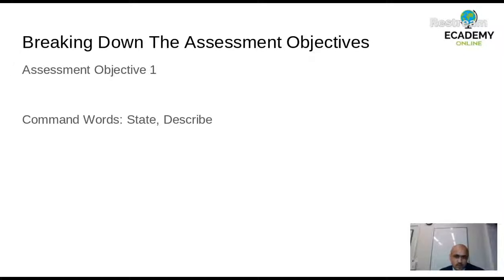So remember that the assessment objective 1 questions are command words like state and describe. And assessment objective 2 will be questions such as explain, suggest, discuss, and to what extent. Assessment objective 3 questions, normally 9-mark questions on your exam, will ask to what extent questions or assess the importance of X or Y when you're answering the question.